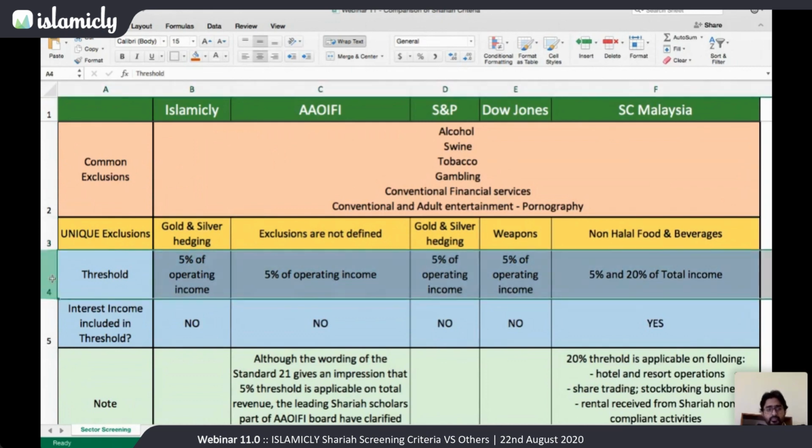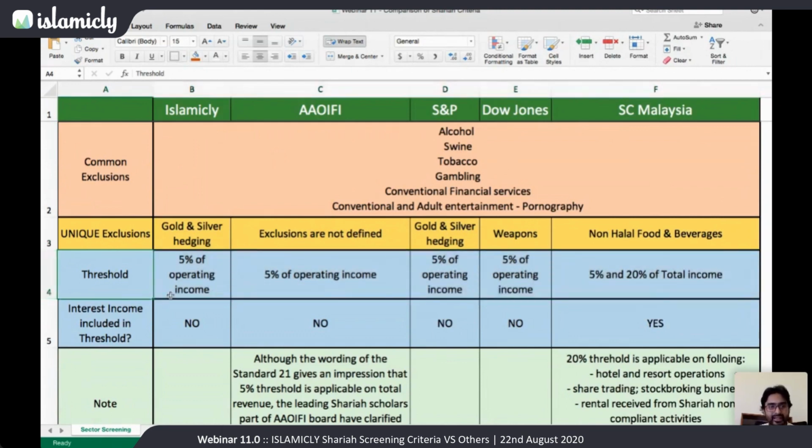Now let's study another line item, which is the threshold. Islamicly has a 5% threshold, and that threshold is 5% of operating income. That means all the non-permissible activities should contribute less than 5% of the total income of the company. But for these items, that is alcohol, swine, tobacco, gambling, financial services, or pornography and adult entertainment, the revenue should be coming in from the operating activity of the business. That means if interest income is accruing to the company and interest income is not part of the operating income of the company, then this will not be considered part of the 5% operating income threshold. Clear? I will speak more when I move on to the next row. But the threshold for Islamicly is 5% of operating income.